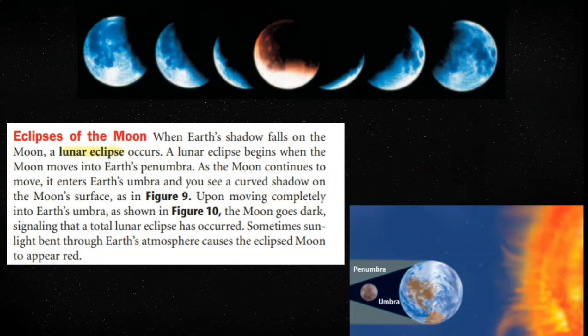Eclipses of the Moon. When Earth's shadow falls on the Moon, a lunar eclipse occurs. A lunar eclipse begins when the Moon moves into Earth's penumbra. As the Moon continues to move, it enters Earth's umbra and you see a curved shadow on the Moon's surface, as shown in Figure 9. Upon moving completely into Earth's umbra, as shown in Figure 10, the Moon goes dark, signaling that a total lunar eclipse has occurred. Sometimes, sunlight bent through Earth's atmosphere causes the eclipsed Moon to appear red.